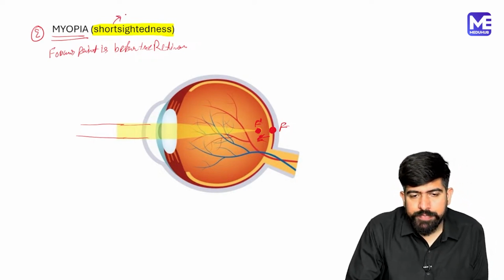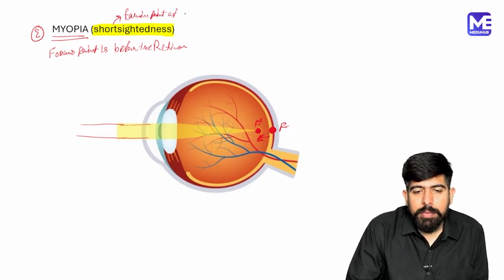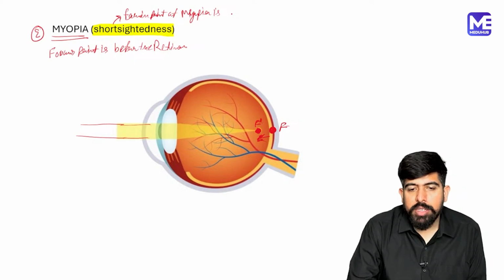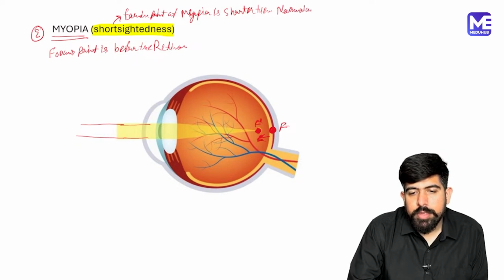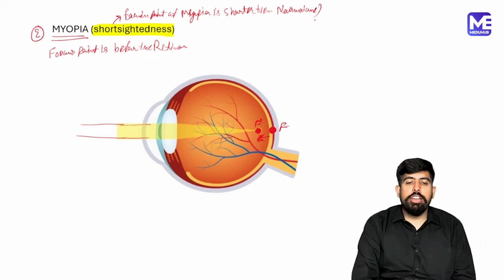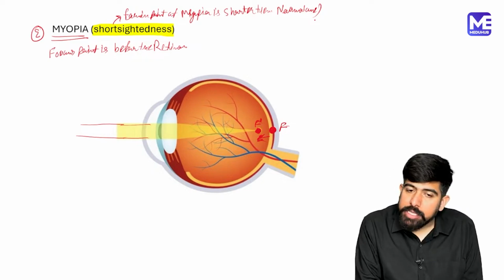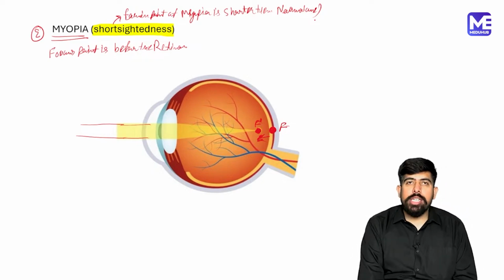So write it down here: the focus point of myopia is shorter than the normal one. That's why this is known as short-sightedness. Please remember, that's why this is known as short-sightedness.